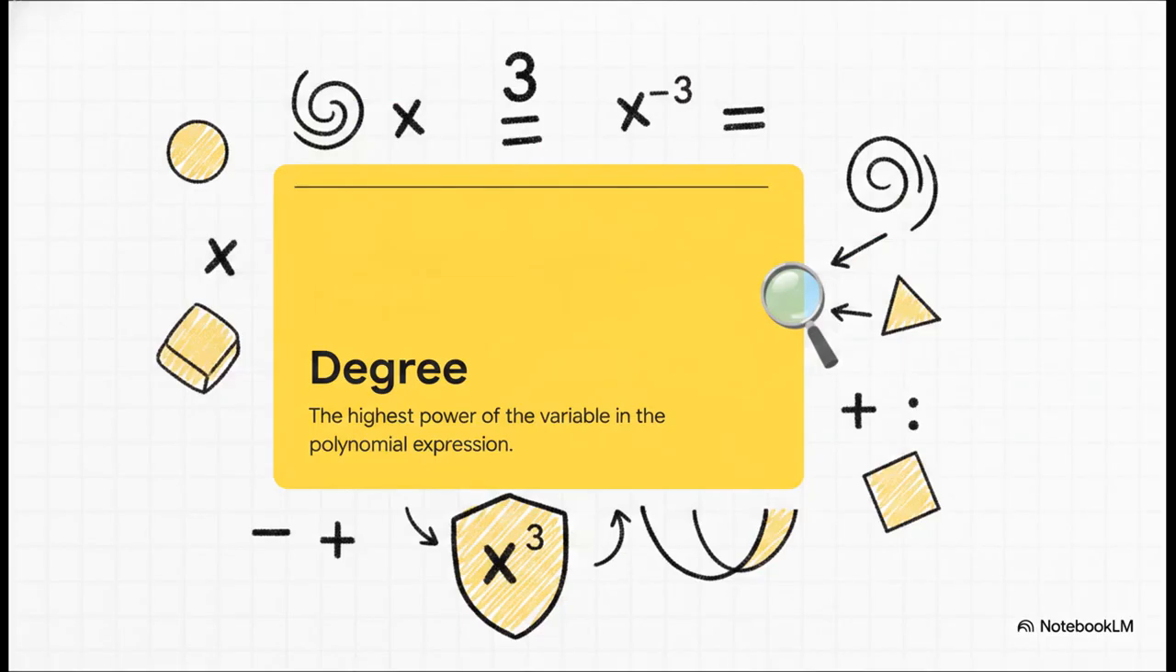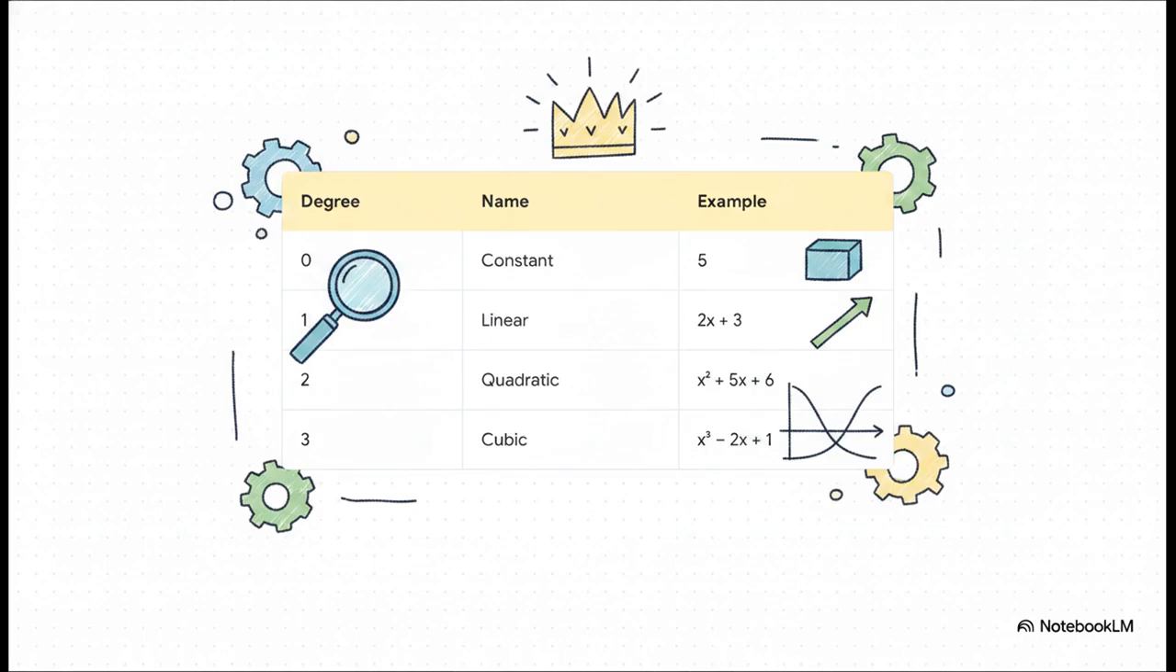Now, let's talk about the degree. This is simply the highest power of the variable in your equation. Think of it as the polynomial's identity tag, okay? It literally tells you everything about how that equation is going to behave. And this identity tag tells us exactly what kind of mathematical beast we're dealing with.